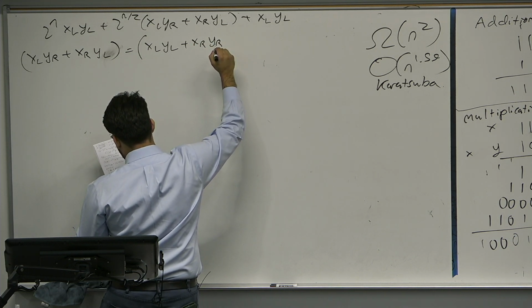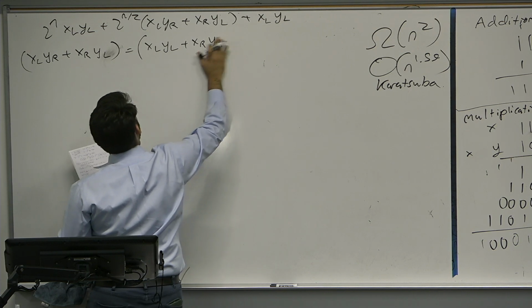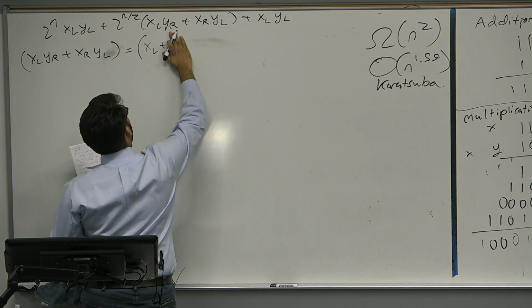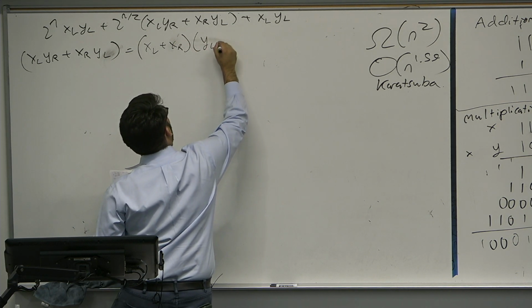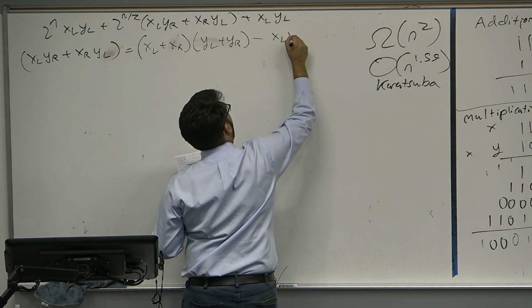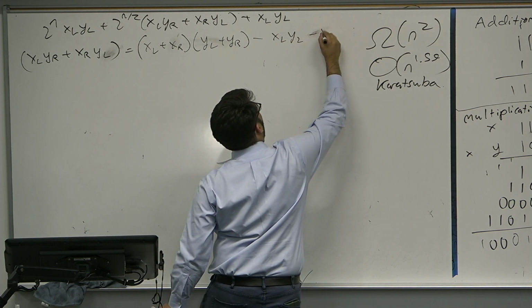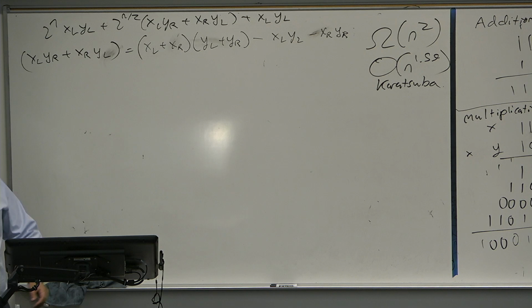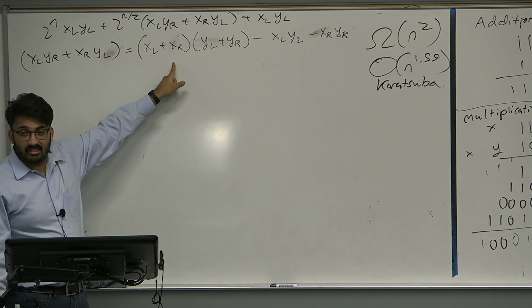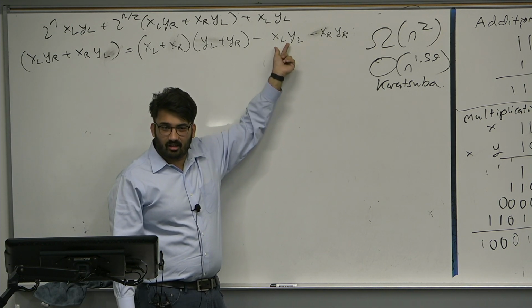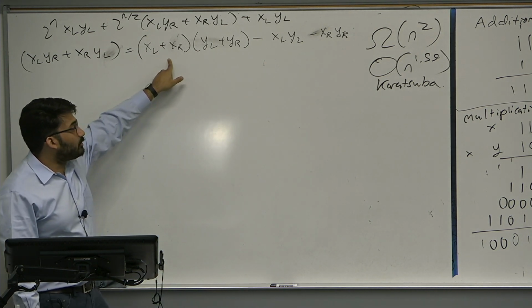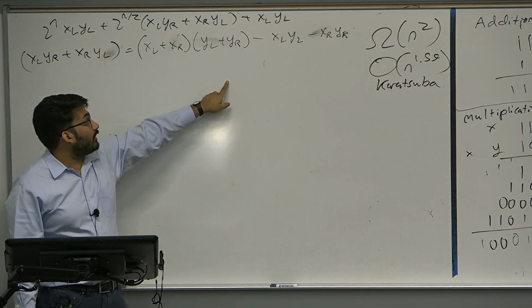Make sure I got this right. No. Sorry. XL plus XR, YL plus YR, minus XL YL, minus XR YR. Now, here's the reason that's important. This, naively, takes 2 multiplications. This looks like it takes 3 multiplications, but notice that we already have XL YL and XR YR. Those are 2 of the subproblems, so we've already computed this. So in fact, computing it this way does not take 2 multiplications. It actually takes only 1, which is this one.